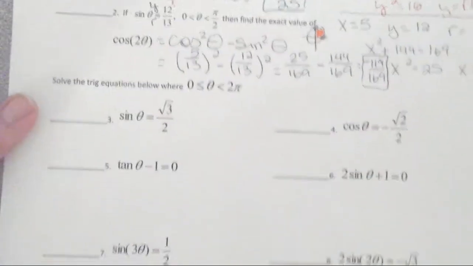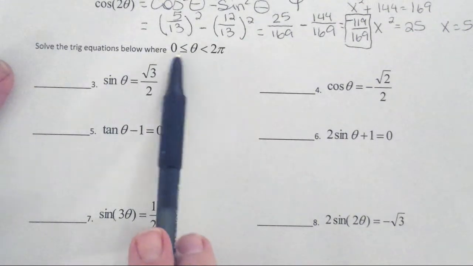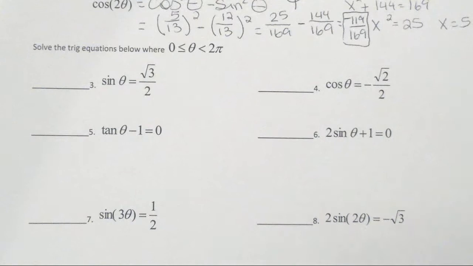On 3 through 8, we're solving for theta, and they tell me that I want all my thetas to be between 0 and 2 pi, which tells me that I'm going to be doing all these problems in radians.